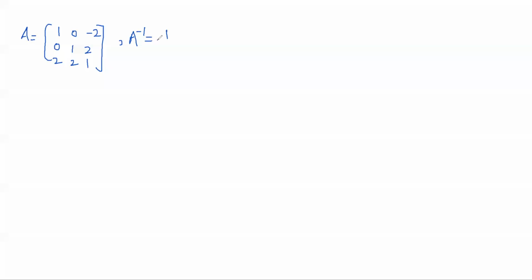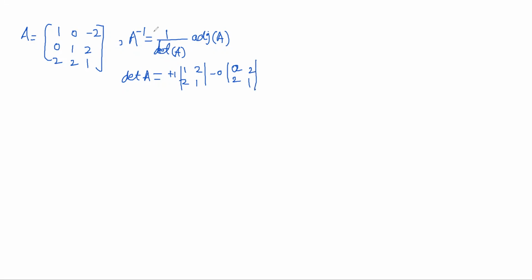For the inverse, the formula is 1 over the determinant of A times the adjoint of A. Let's find the determinant of A first. We can expand it from the first row. So it will be +1 times the determinant of 1, 2, 2, 1, and then minus 0 times, which of course will be 0, the determinant of 0, 2, 2, 1.